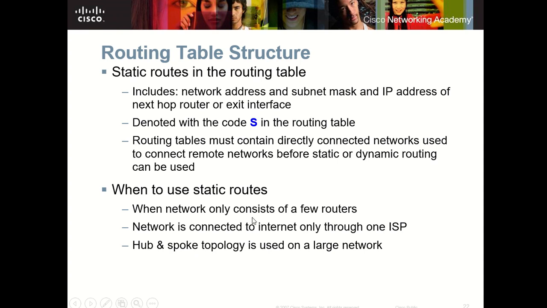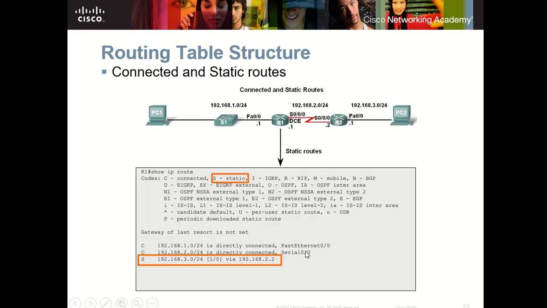When the network only consists of a few routers, when the network is connected to the internet only through one ISP, and if hub and spoke topology is used on a large network. Again, that is the symbol of our S. It means the routing protocol used by the router, particularly R1, is static, just so it can connect to 3.0. Okay, later on we will discuss what the square bracket here means and why there is a 1/0.